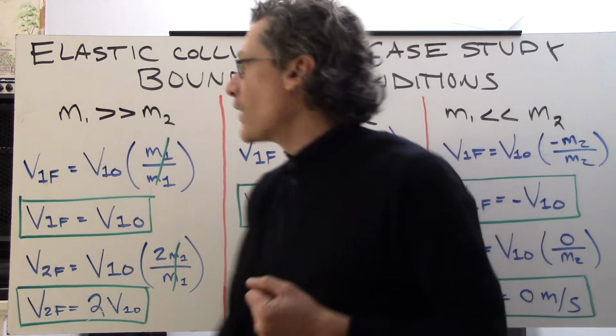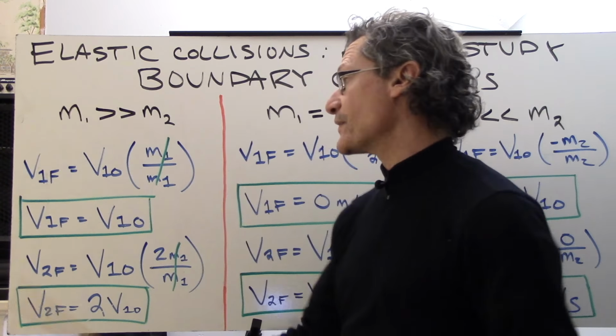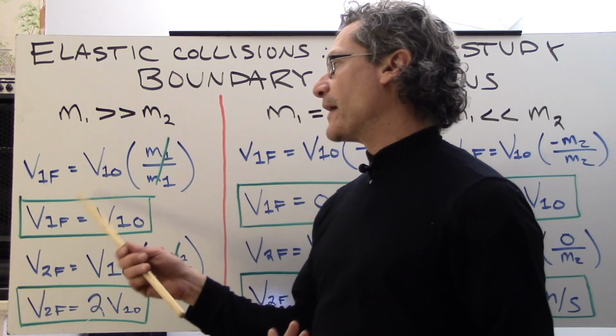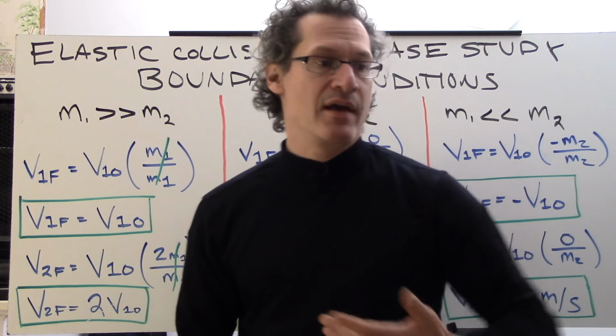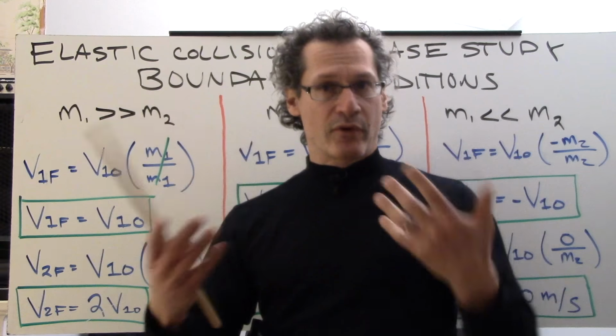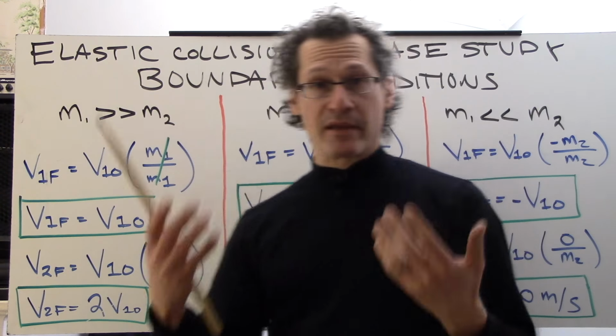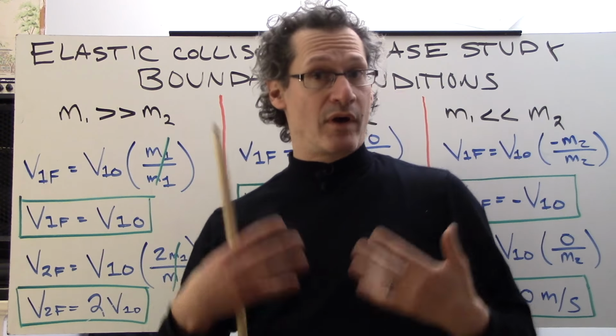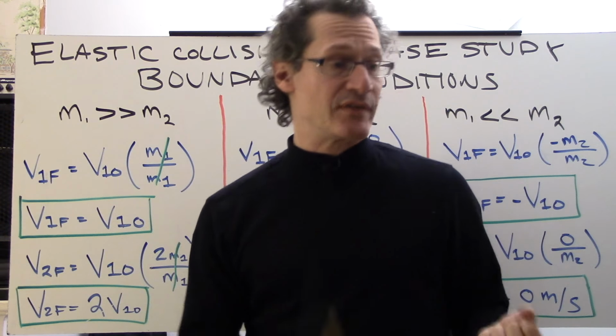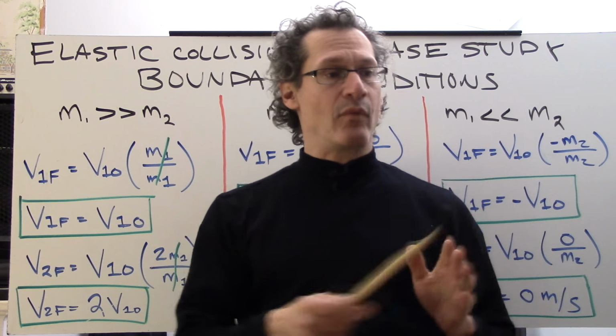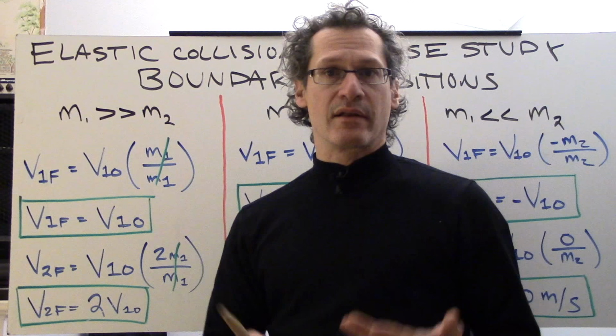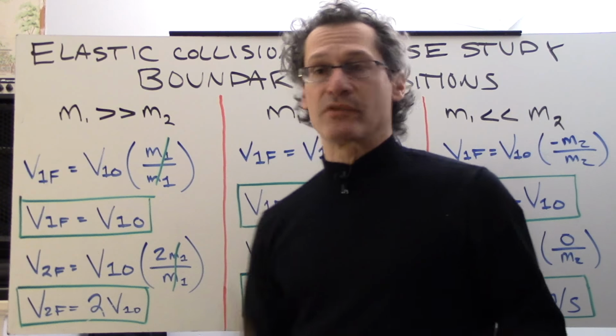Alright, in the first case, we've got v1 final equals v1 naught times the first equation for this situation, where again m1 is moving and m2 is stationary: we've got m1 minus m2 in the numerator and m1 plus m2 in the denominator.